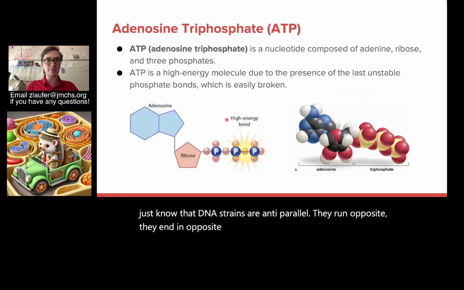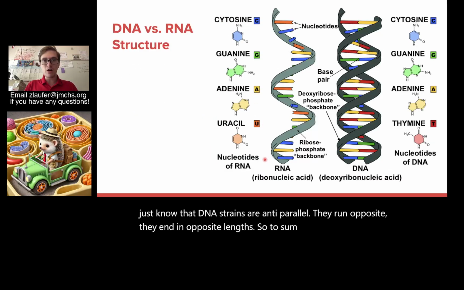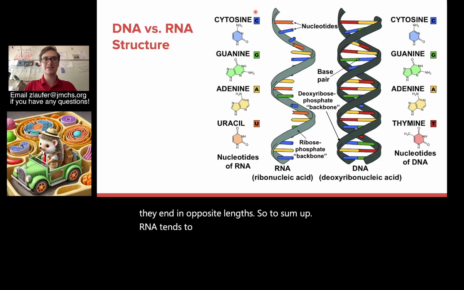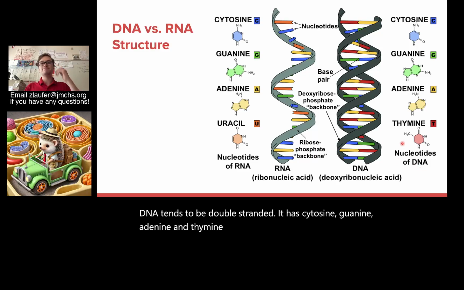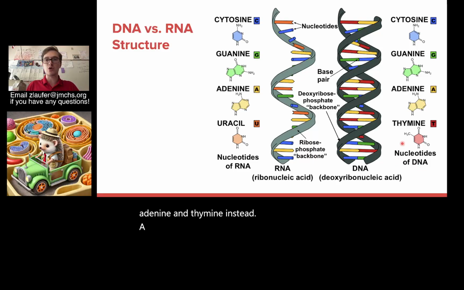So, to sum up, RNA tends to be single-stranded, and it has cytosine, guanine, adenine, and uracil. DNA tends to be double-stranded. It has cytosine, guanine, adenine, and thymine. A pairs with either T or U, depending on what they have, and C pairs with G.